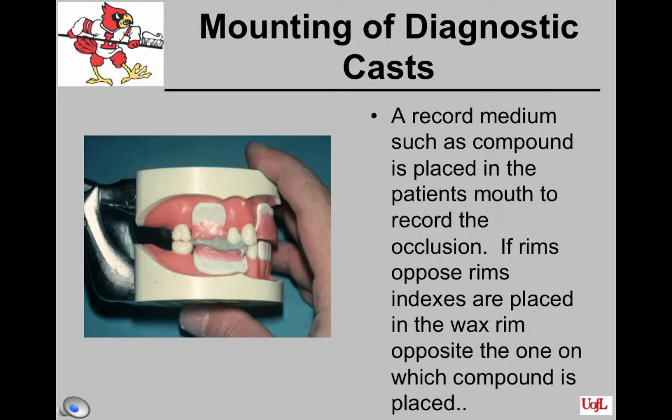Place the recording medium, in this case gray stick compound, in the patient's mouth to record the occlusion. Hold the rims down while you are recording this bite registration. If rims oppose rims, then the indexes should be placed on the wax on the opposite of the one in which you place the compound. I like at this time to take a wet finger or one with a little Vaseline, put it in the patient's mouth and rub it across the side while it's still warm in order to get a nice smooth adaptation of my compound to my record base.